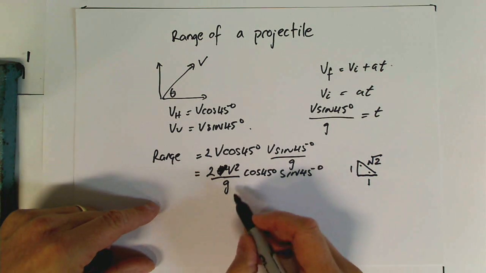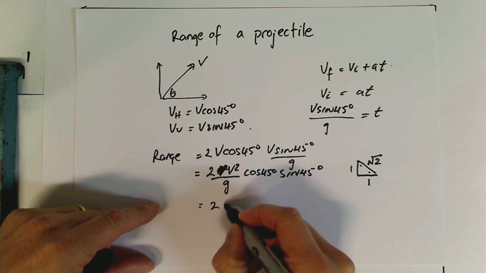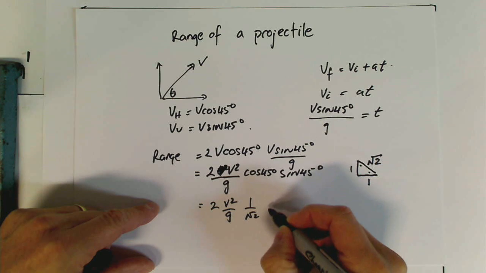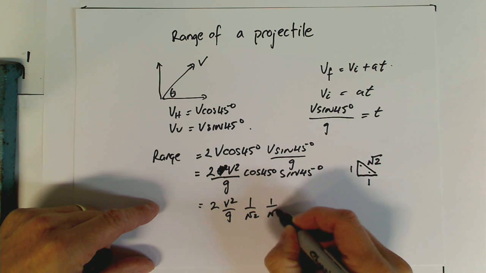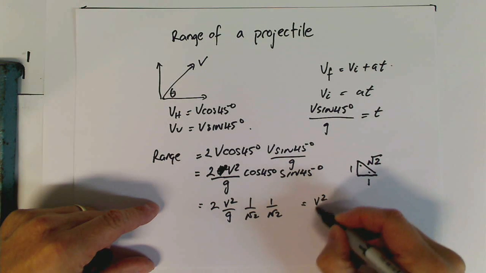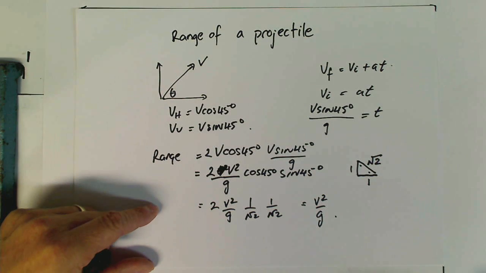So you can just write this in as equal to 2v squared over g, 1 over square root of 2 times 1 over square root of 2, and obviously that's going to give you 1 over 2, the 2s are going to cancel, and our range is going to be equal to v squared over g, which is what we wanted to get to.